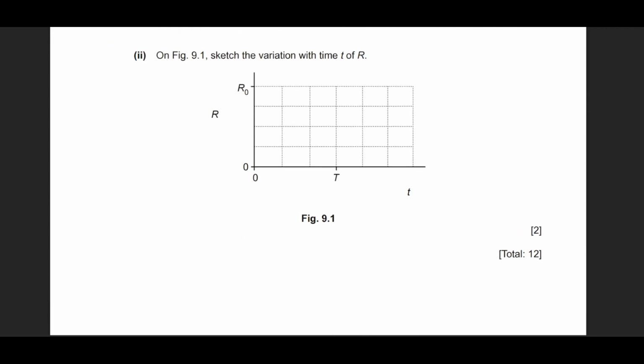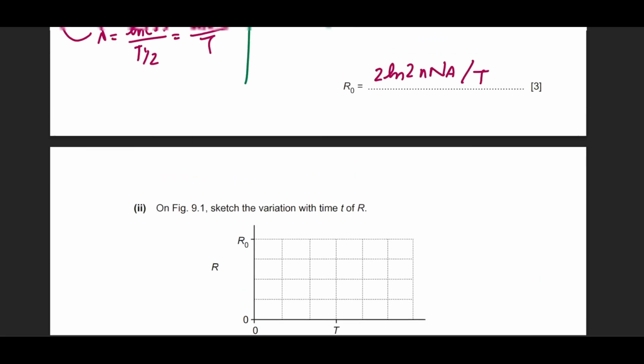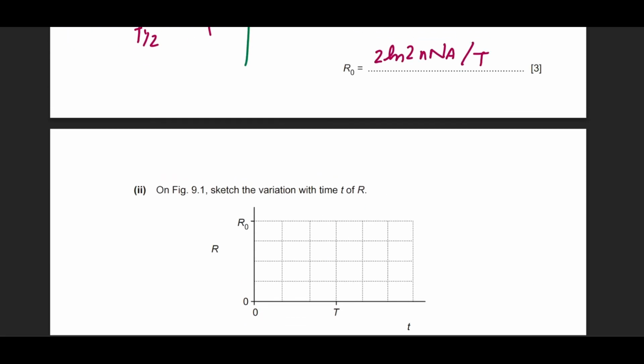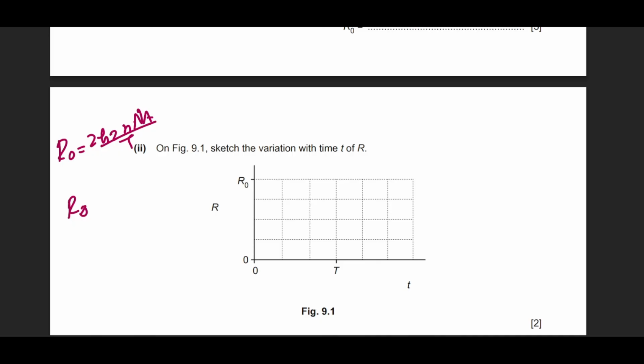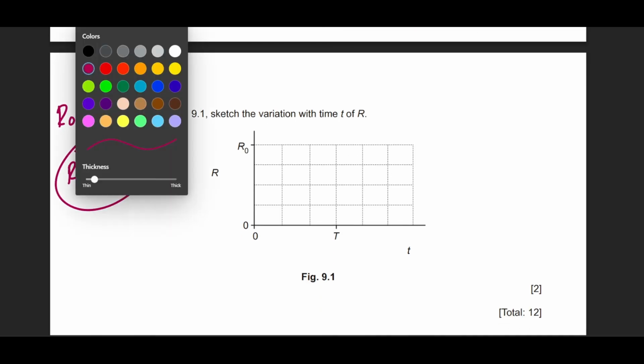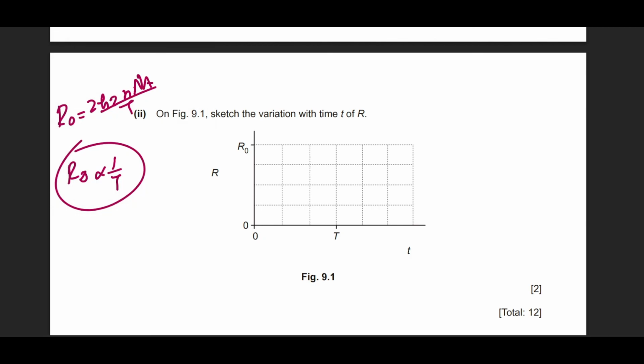Then we have this equation, R naught with t. So let's take everything out from this equation. We have R naught equals 2 ln 2 n a divided by t. So I can see that R naught is inversely proportional to t. Very simple. At the very beginning, we would have maximum concentration, and with the passage of time, they're going to get halved because this is a half-life.